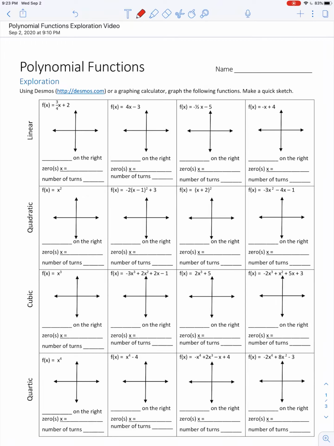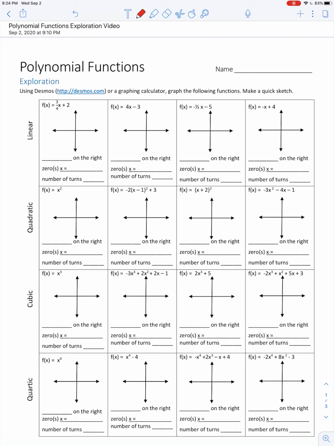Here's a quick video to get you started on polynomial functions. It's absolutely crucial that you actually graph these, and it doesn't mean that you have to graph them with complete detail. You want to get a quick sketch of every one of these functions. We want to see what happens with linear, quadratic, cubic, and quartic functions. And notice and recognize patterns, because when you notice and recognize patterns, that helps you remember the things that you're learning as opposed to just being told what happens when you have various polynomials.